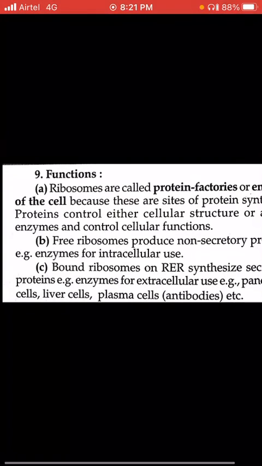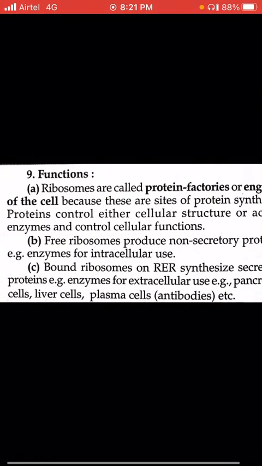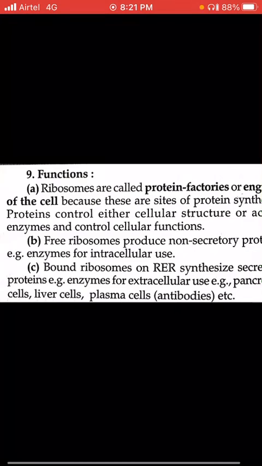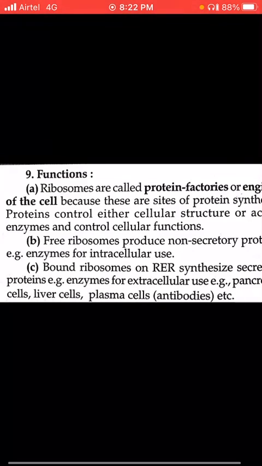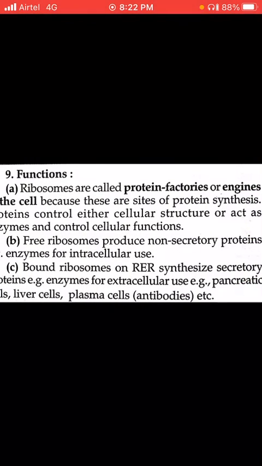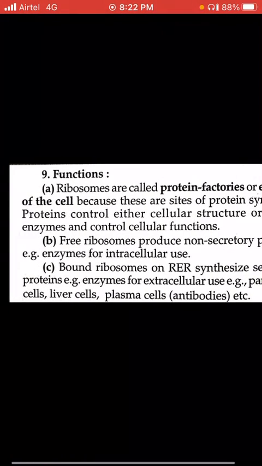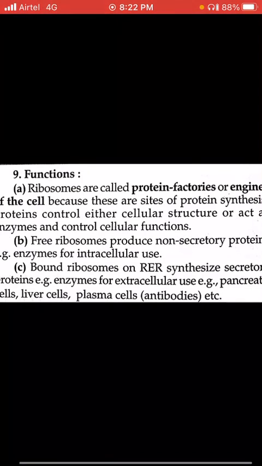Next function: free ribosomes produce non-secretory proteins, enzymes for intracellular use. Ribosomes which are free basically produce non-secretory proteins which are used for intracellular purposes. Last, bound ribosomes or RER synthesize secretory proteins, enzymes for extracellular use. Examples are pancreatic cells, liver cells, plasma cells. What is meant by bound ribosomes? Ribosomes which are attached to the surface are considered bound ribosomes.